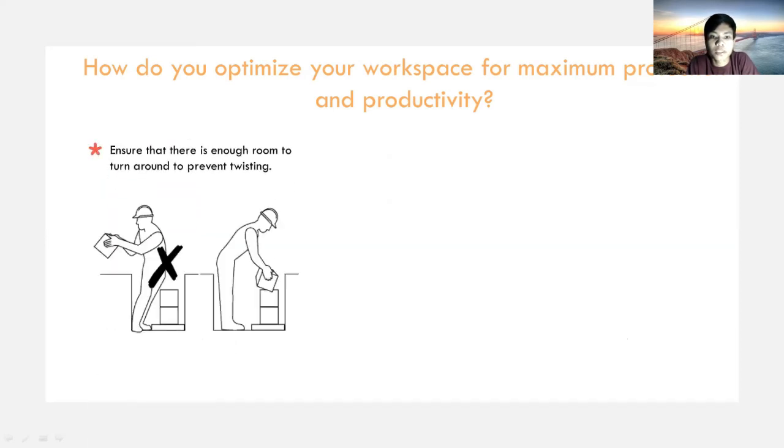So ensure that there's enough room to turn around to prevent twisting. Since this topic's goal is to optimize the needed space in a workspace. So as you can see, yung dalawang worker, one is naka-twist yung kanyang body as compared to the second worker na convenient and mas nagagawa niya na maayos yung kanyang trabaho because of proper posture and body position na balance.